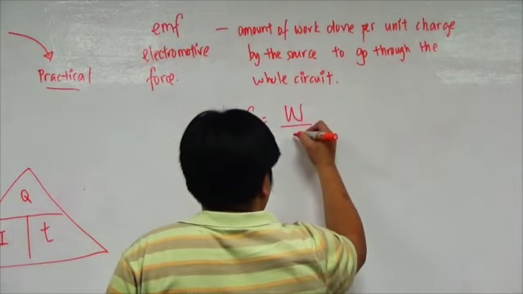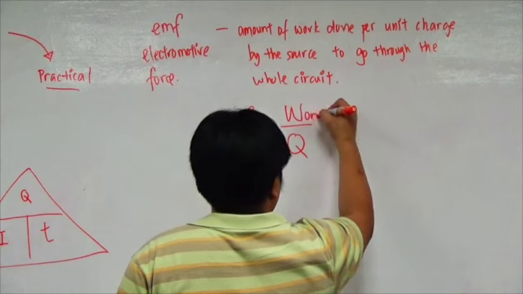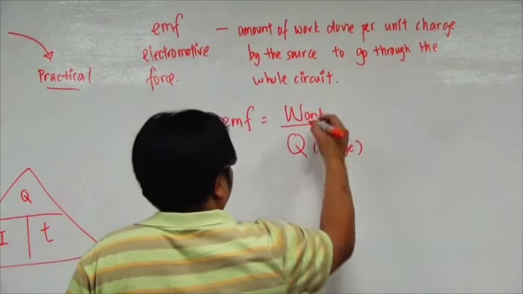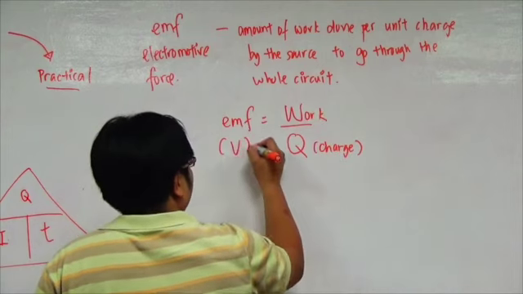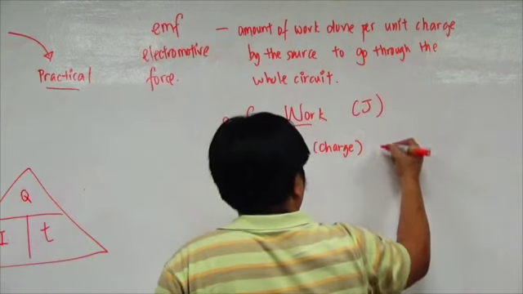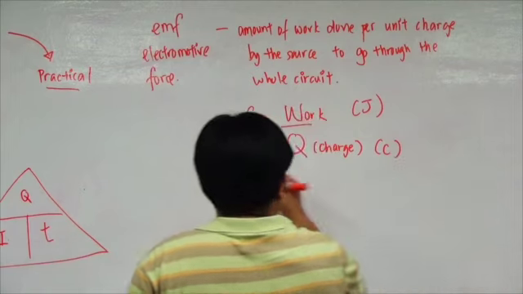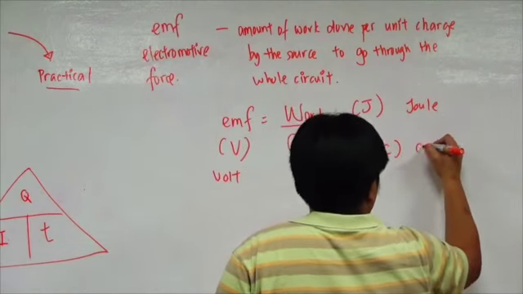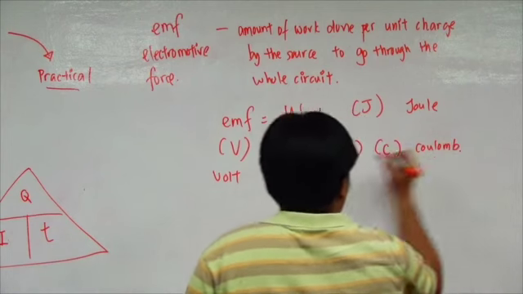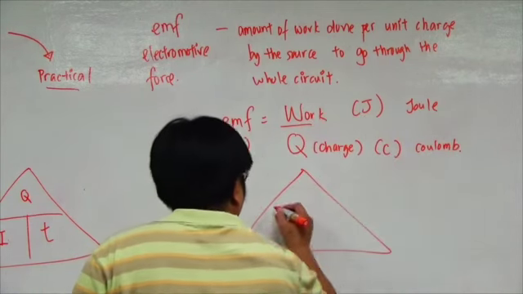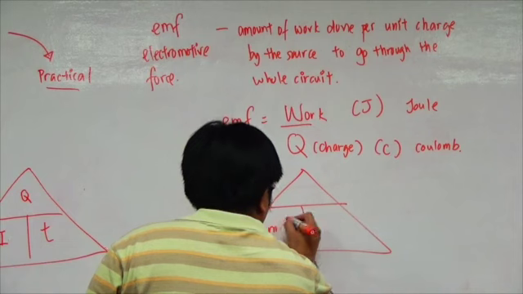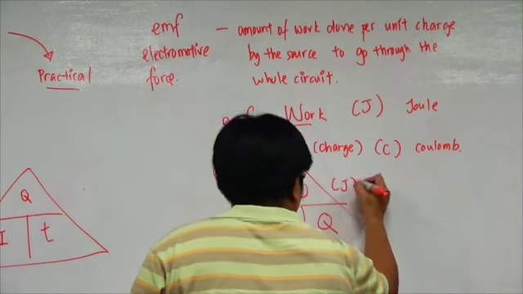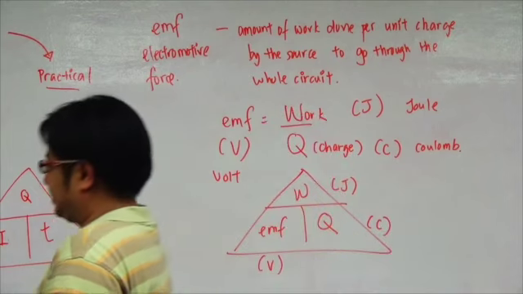It is work done over Q. So, this is work, and this one is charge. And this is measured in volt, this one is measured in joule, this one is measured in coulomb. So, V is volt, J is joule, and C is coulomb. And you can actually represent it by a triangle if you like. So EMF equals work done divided by charge. This is in volt, this one is in joule, this one is in coulomb.